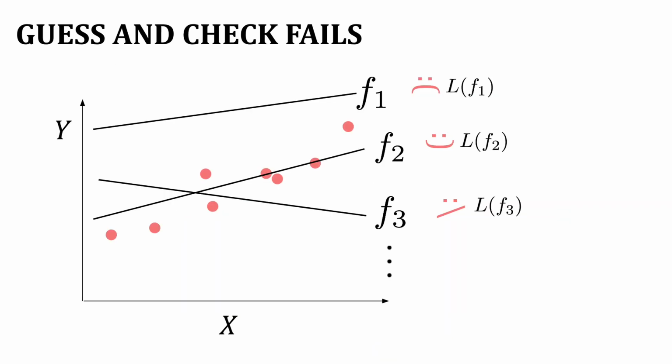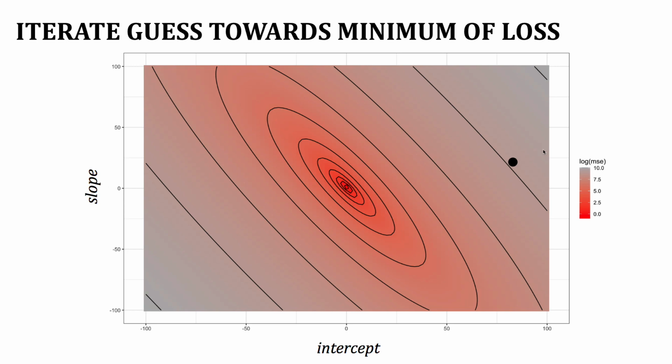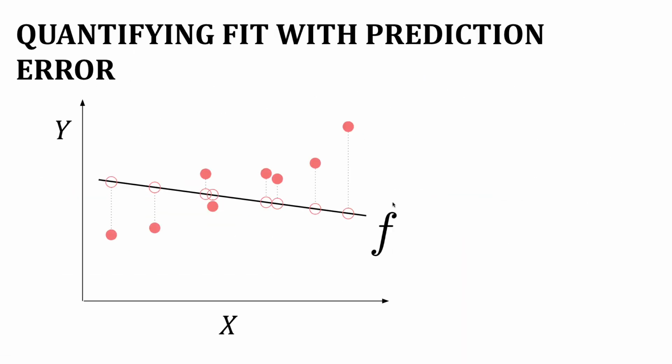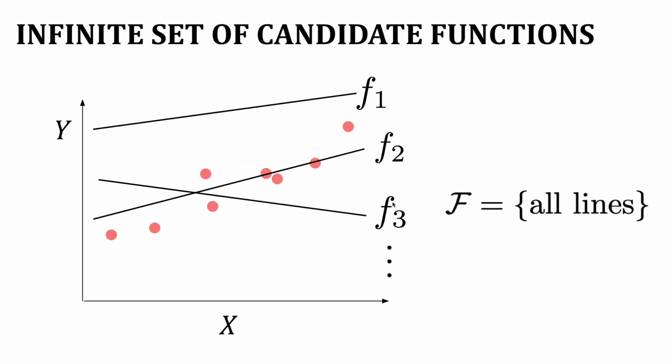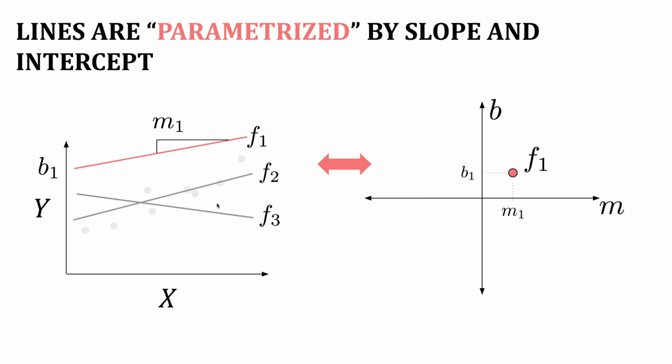So instead of seeing it as, okay, you give me a function, I tell you the loss, a different function, I give you a loss, let's use the fact that these functions are actually parameterized. Let's go all the way back here and remember that each of these lines, we can think of them not as a line on an XY graph, but as a point in a space of slope and intercept. So I have my slope here and my intercept here, and this function is represented by this point, given by its slope and its intercept.